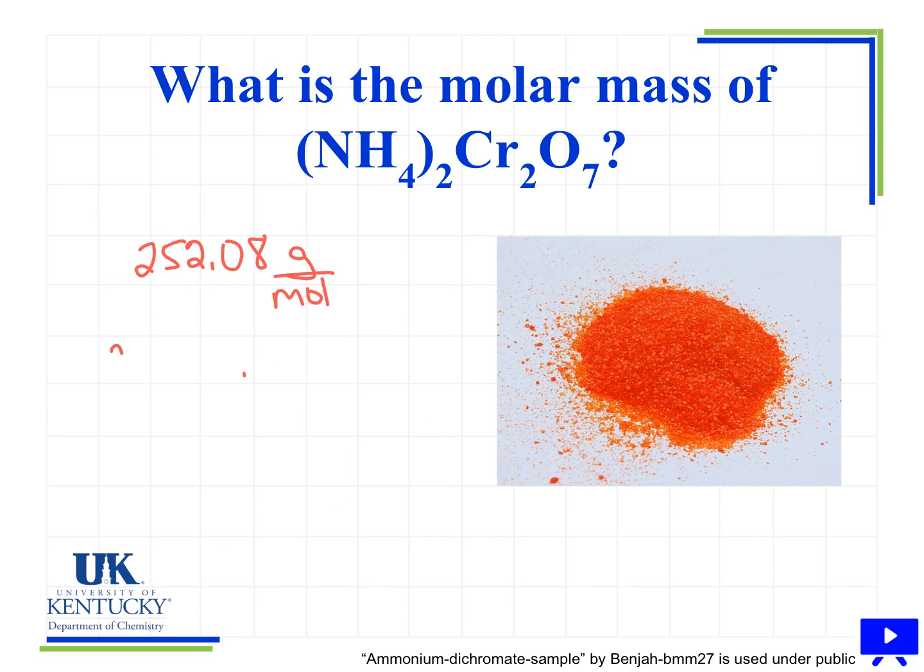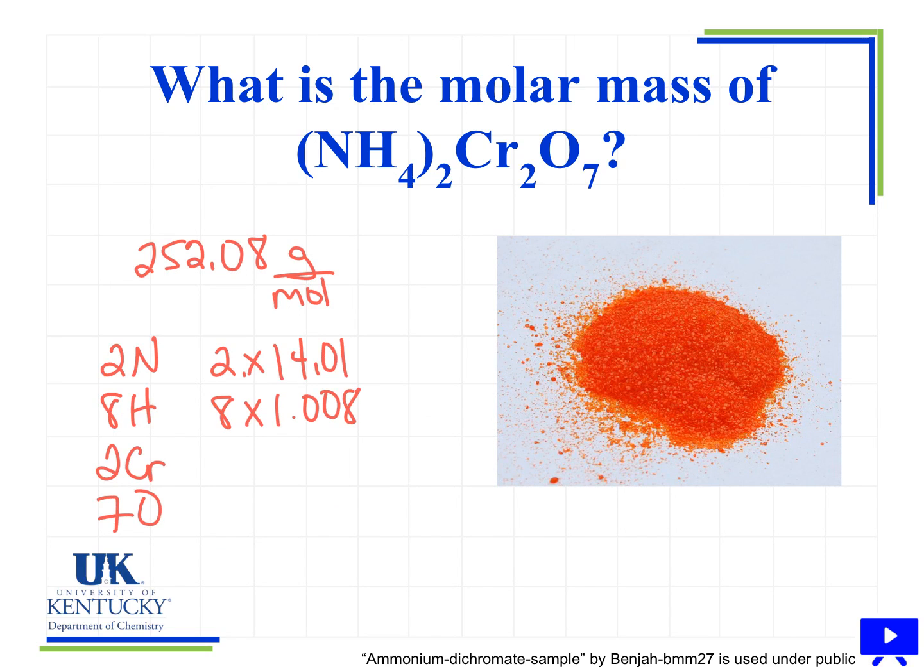So we've already established that there are 2 nitrogens and 8 hydrogens. There are also 2 chromiums and 7 oxygens. So we need to take 2 times 14.01 for nitrogen, 8 times 1.008 for hydrogen, 2 times 52.00 for chromium, and 7 times 16.00 for oxygen. And when we add up all those values, we end up with 252.08.